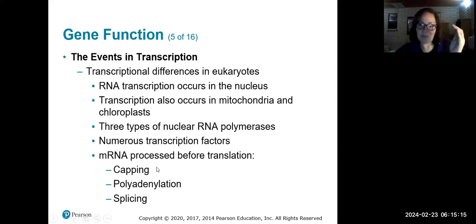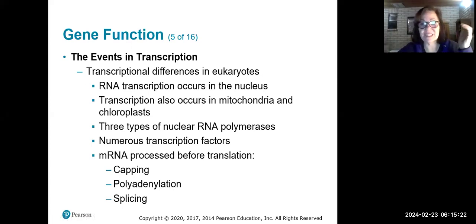There's a cap put on the molecule. There's a bunch of A's, adenines put at the tail, the poly-A tail, polyadenylation. What that's about is, look, I'm about to send this messenger RNA out into the cytoplasm, outside of the nucleus. I need it to connect with the ribosomes, but I don't need it to get chewed up right away and destroyed. And so that's what the capping and polyadenylation are. And then splicing is one thing that eukaryotic cells do that prokaryotic cells don't do, and it's basically editing.